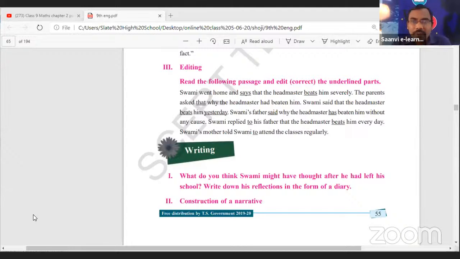Okay, next sentence. Swami replied to his father that the headmaster beats him every day. Swami replied his father is enough. There is no need of adding a preposition there. Remove that "to". That's enough. Swami replied his father that the headmaster beats him every day, and there is no need of any changes. So beats, keep as it is. So only from that sentence you remove only the "to".